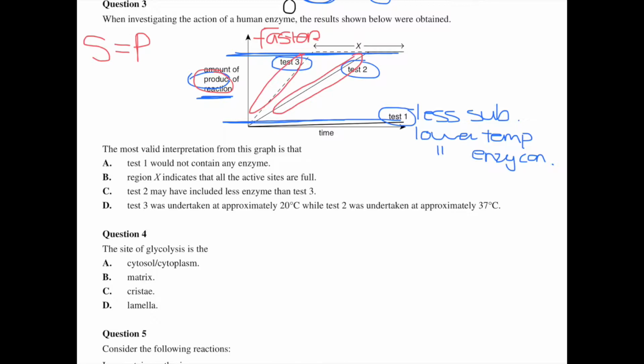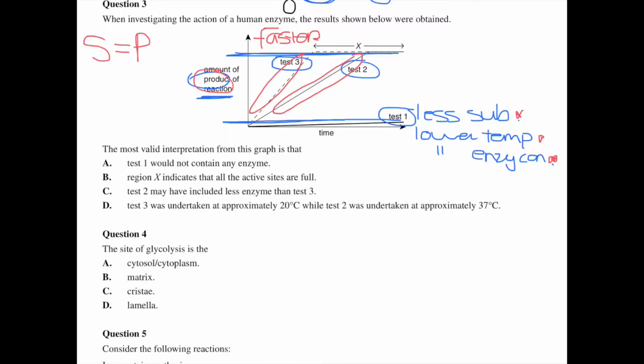So the most valid interpretation for this graph is that test 1 would not contain any enzymes. Well, we don't know that for certain. Okay, like we said, it could have been less substrate concentration, it could have been a lower temperature, could have been a lower concentration of enzymes. Okay, so we don't know that for sure.